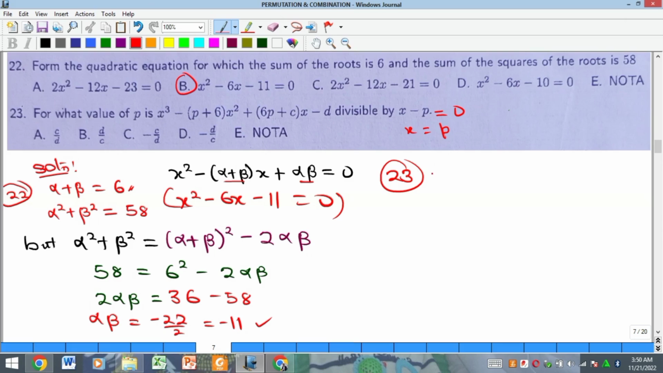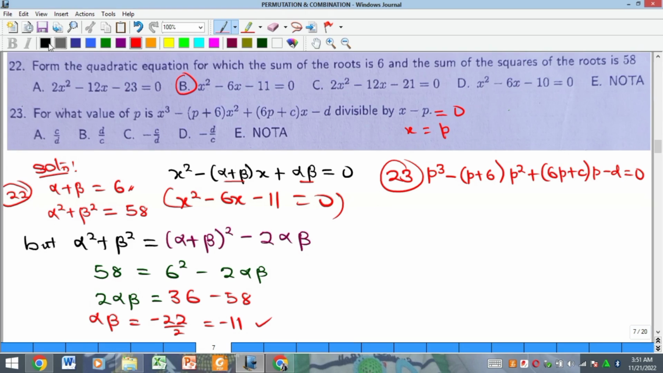So let's do that. Anywhere I see x, I'll put it as p. So I'll have p cubed minus p plus 6. Then x now is also p, plus p squared into 6p plus c. My x there is p, then minus d, all equal to 0 by the factor theorem.